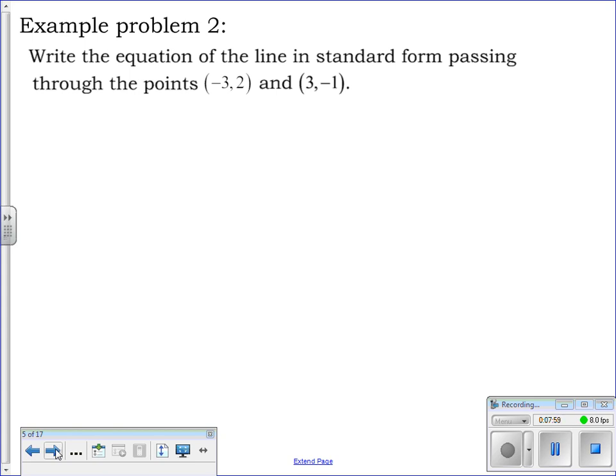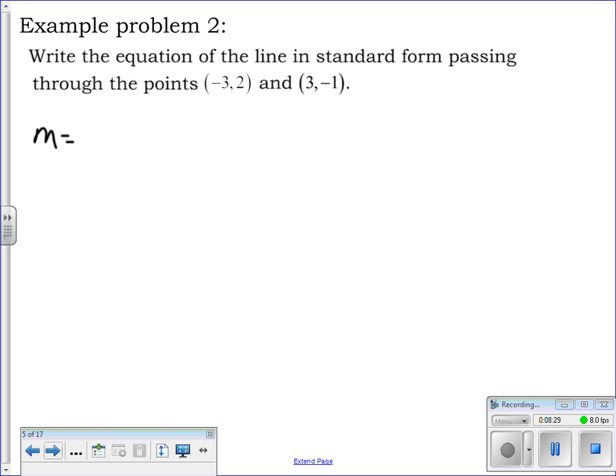Same idea, except I have a problem here. I don't have one of the 3 things I need. I need 3 things to write the equation of a line: an x coordinate, a y coordinate, and a slope. I do not have a slope. I need to find my slope. But we know how to do that.